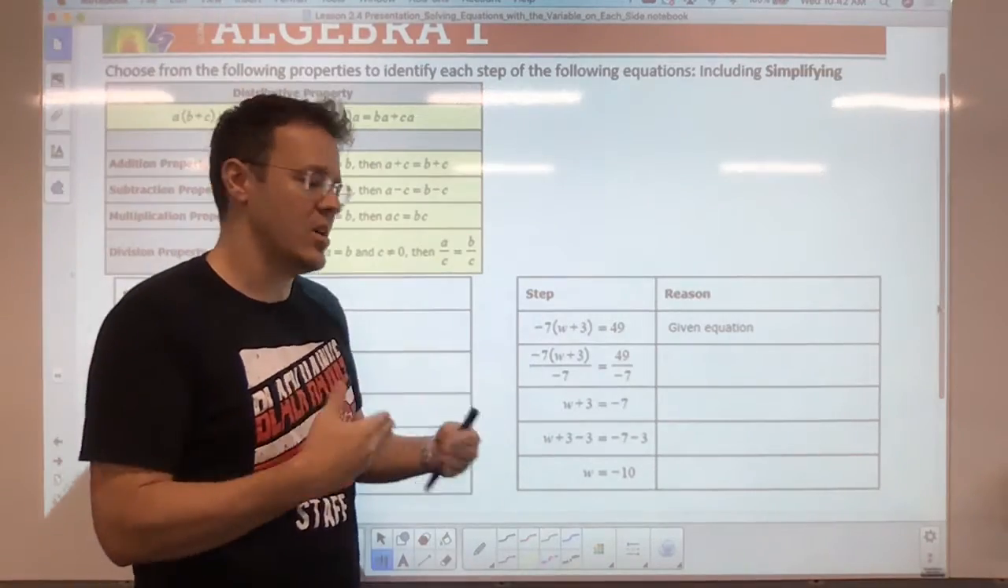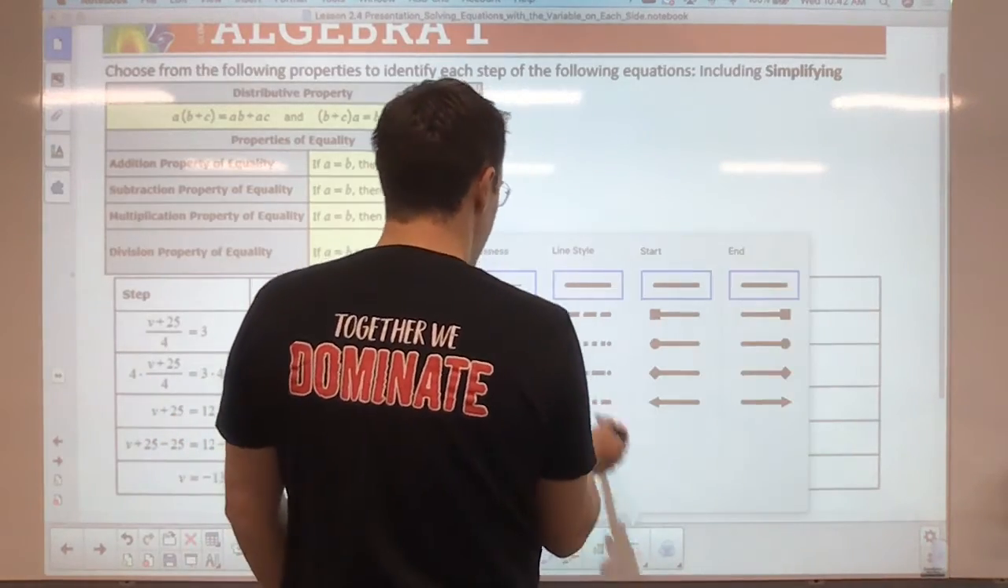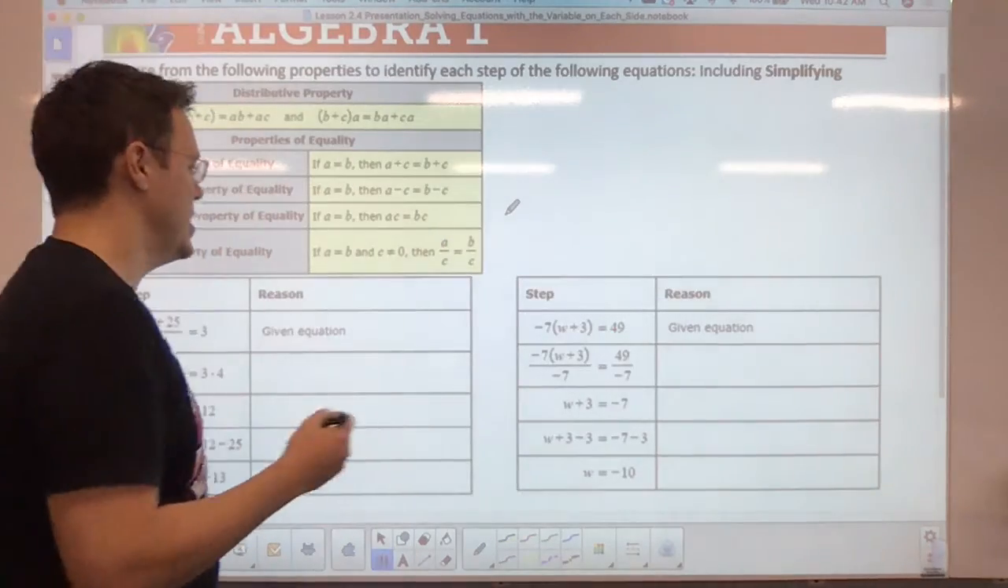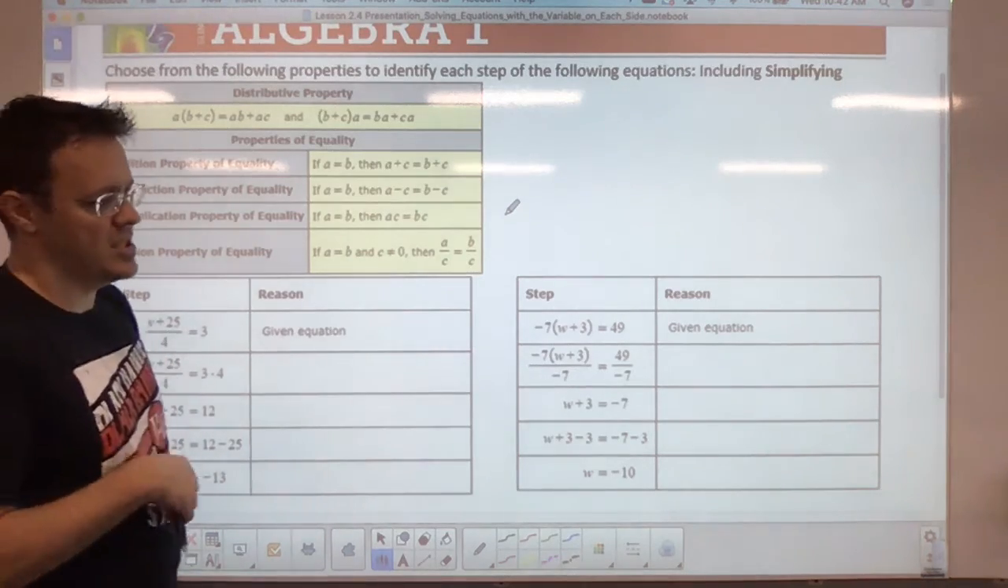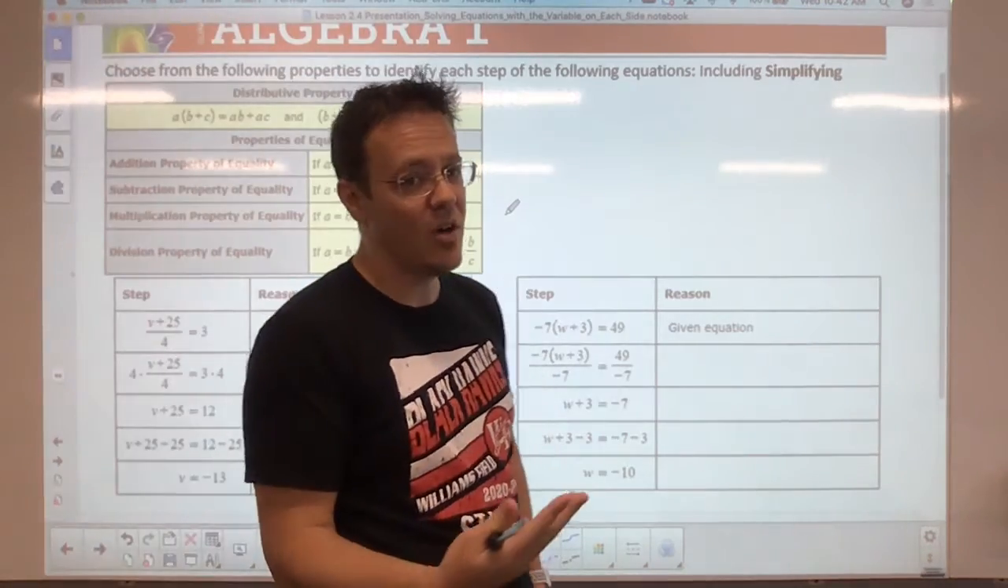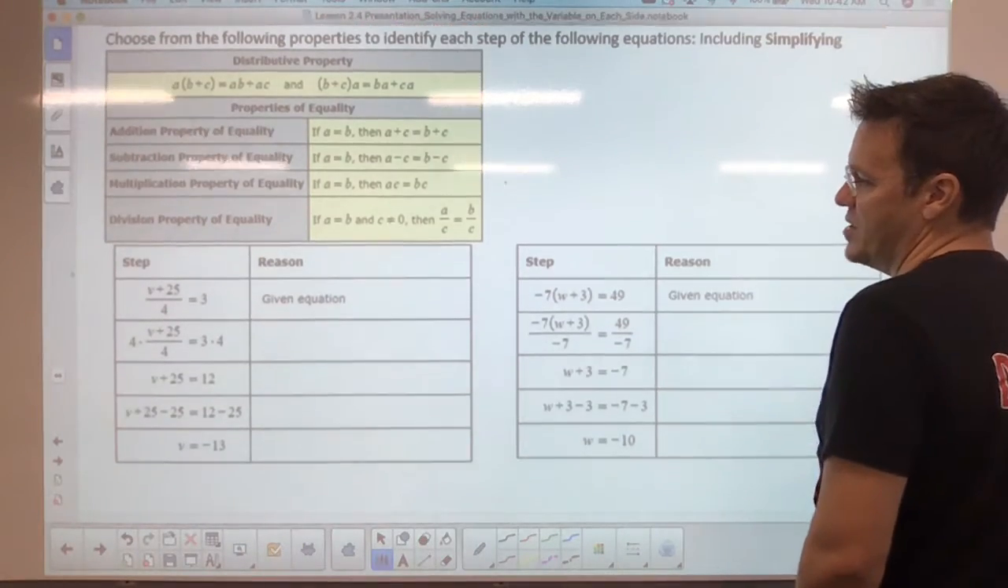So let's begin, and I'll walk you through this first little process, because this will be on a quiz and a test, most definitely. Here's your first equation. It's given to you. That's what it's called, given. Then what you've got to do is figure out the little steps, including simplify first.